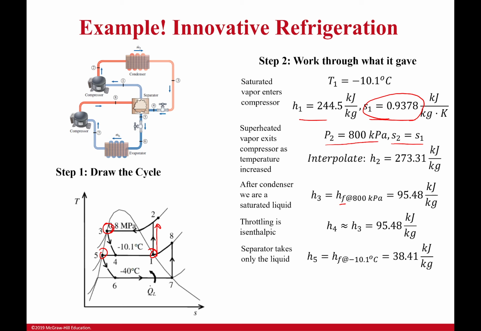So the separator is going to take only the liquid. So this is right here. We have gone all the way through. We entered the separator, and we were a mixture when we entered that separator. You can see that we were a mixture by looking at this point right here. And so it's taking all the liquid and sending it through this pipe, and all the vapor is being sent, let's see here, make sure I do this right, yes, this way.